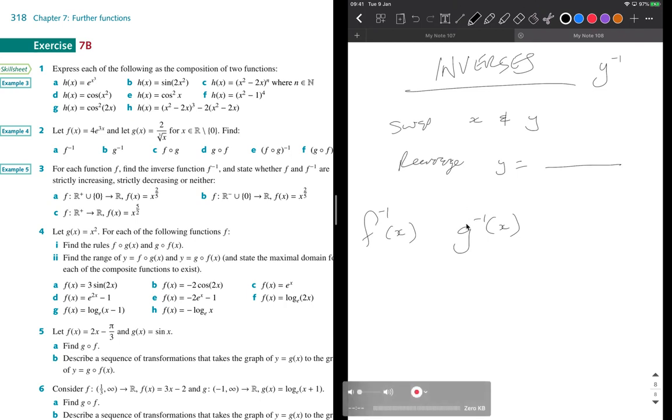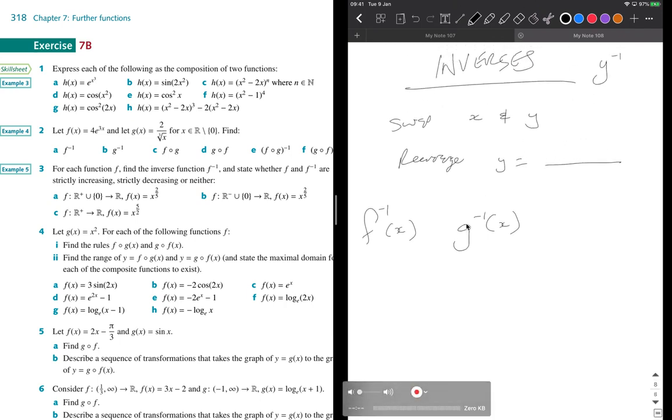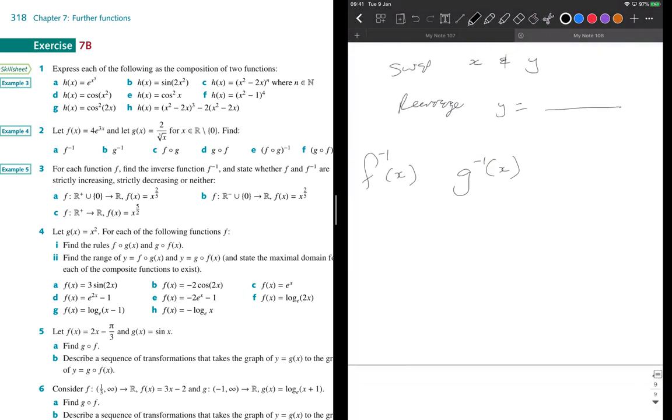So if we have a look at question 2, question 2 says let f of x equal 4e to the 3x, and g of x is 2 over the cube root of x. So that's one we did c and d for before. Now we're going to do a and b. So for the inverse of f, we would swap x and y. Now remember the f of x replaces the y.